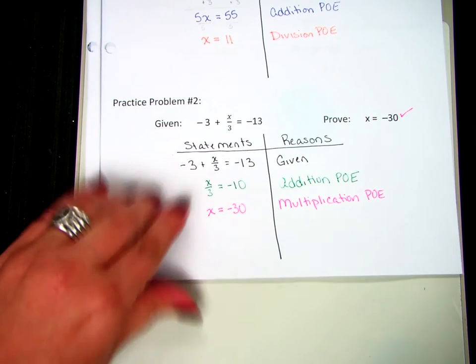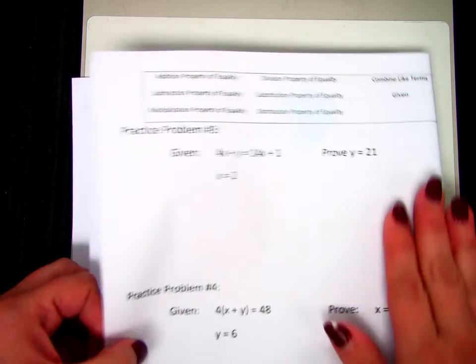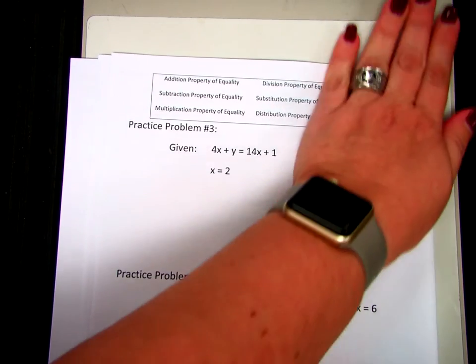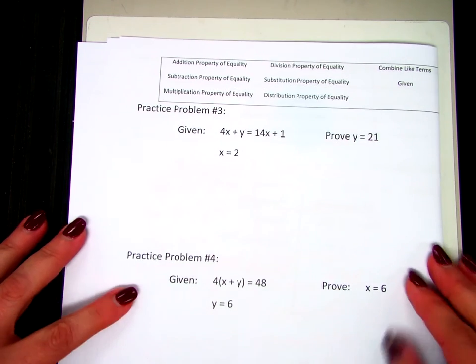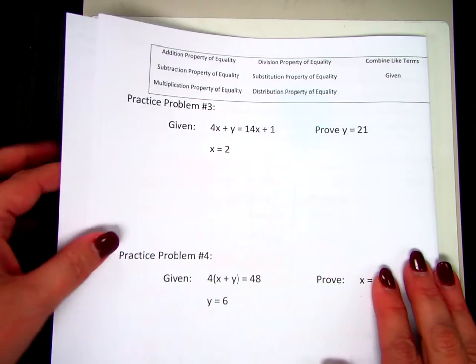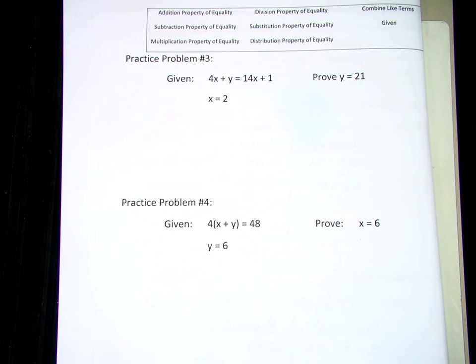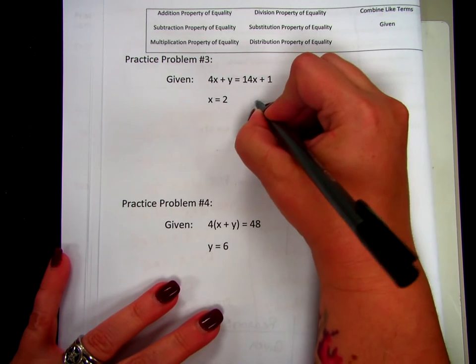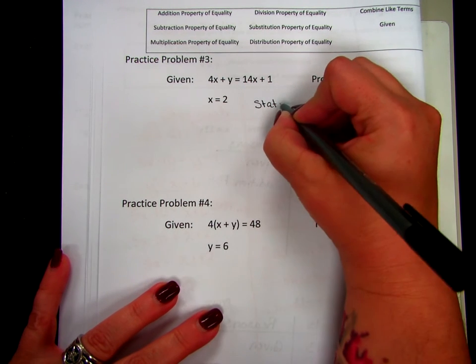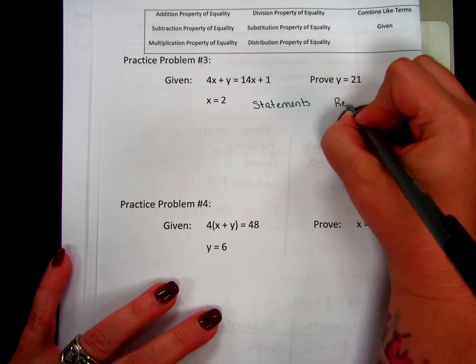All right. Let's look at the next page. All right, so practice problem number 3, and I have my reasons up here so I don't forget. When you're doing your assessment, you can look at that as well. Okay. Again, I want to start with statements and reasons, my table.